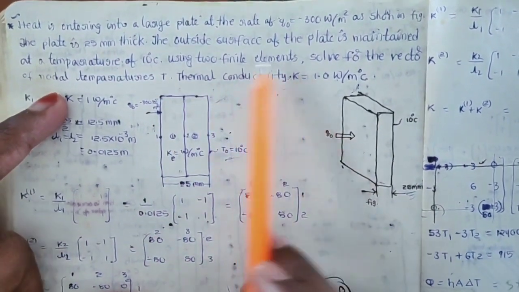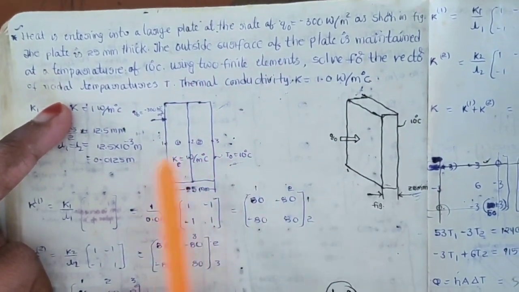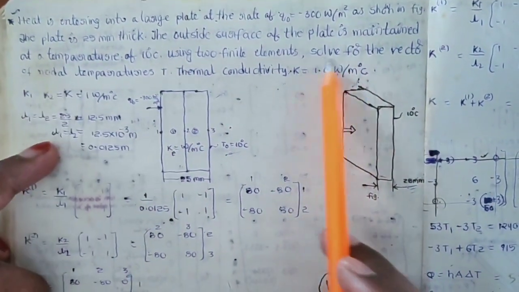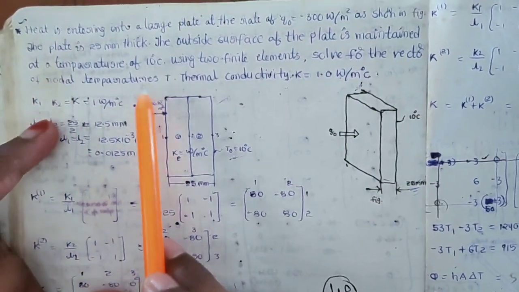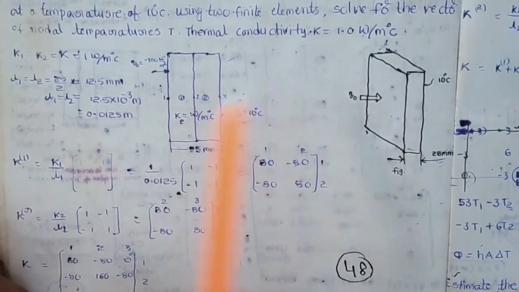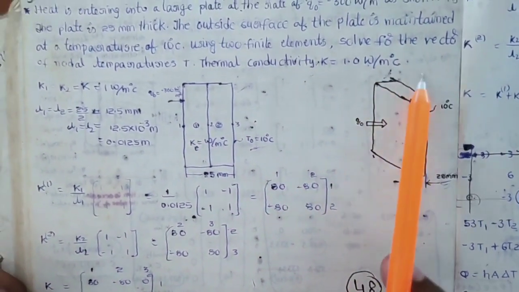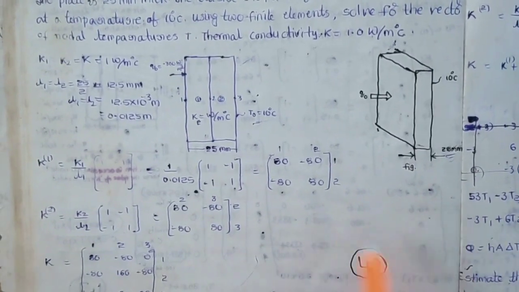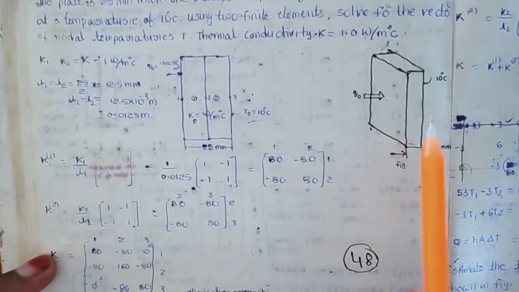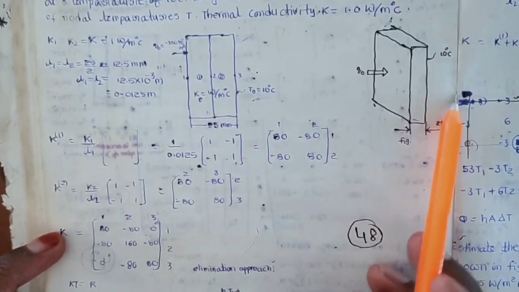Using two finite elements is given, that means you have to divide it into two elements with nodes. Okay, solve for the vector of nodal temperatures. So you have to find out the temperatures at different nodes and elements. Thermal conductivity is given as K equal to 1 watt per meter degree centigrade. Okay, from this problem, let us take the front view of the given element. So Q0 is given and T0 is given.